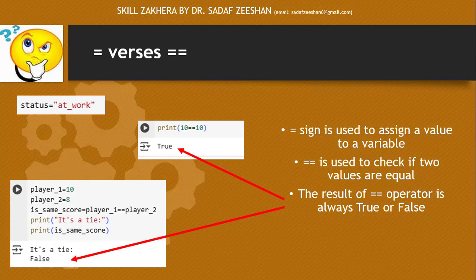So we can see the third example over here. Player 1 is equal to 10 and player 2 is equal to 8. Is it the same score? If you want to check if player 1 has the same score as player 2, I will be using player 1 double equal to player 2 to check if this condition is actually true or not. If this is true, I'm going to print it's a tie. When I run this code, since 10 is not equal to 8, it is claiming to be false. So double equal to sign is always going to be used to check if something is true or false.